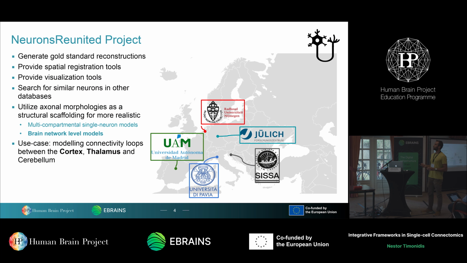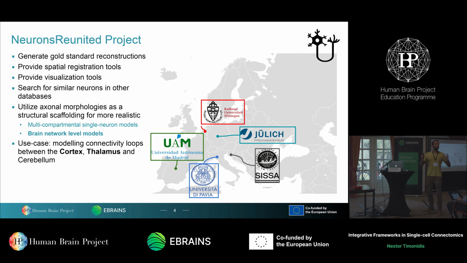So this is how the Neurons United project was born. It's a pan-European initiative. We have multiple institutes and universities from all over Europe, starting with Radboud University here in Nijmegen, then people from the Jülich Research Center in Germany, the SISSA Institute and the University of Pavia in Italy, and the Autonomous University of Madrid in Spain.